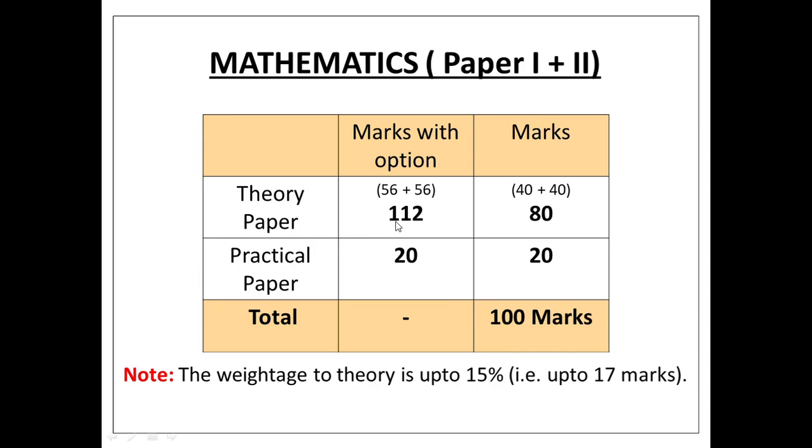Now, as we know student, the paper having 112 marks with option, from which 56 are from paper 1 and 56 from paper 2, and you have to attempt for 80 marks, from which 40 from paper 1 and 40 from paper 2. Now your practical exam paper will be of 20 marks. So total 100 marks will be there.